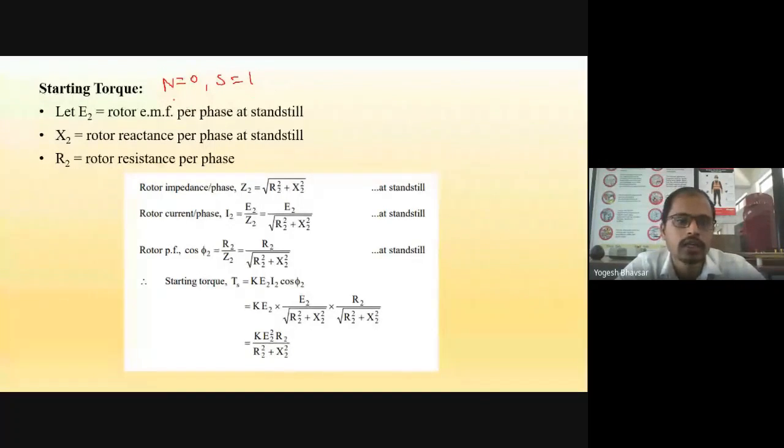Look at this. At starting, as soon as we give supply, the speed will be 0 and the slip will be 1. So in the above equation we have to put all the formulas we have seen, the formulas for X2, I2 and power factor cos phi 2. We'll put these in the torque equation. So we'll replace the suffix with S. So starting torque denoted by TS is equal to K E2 I2 cos phi 2.